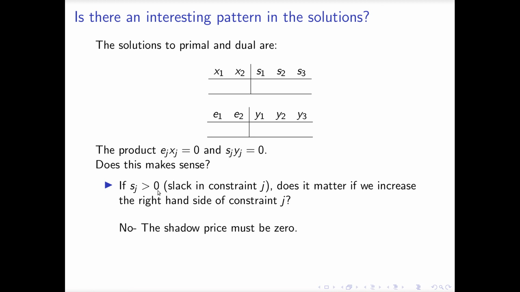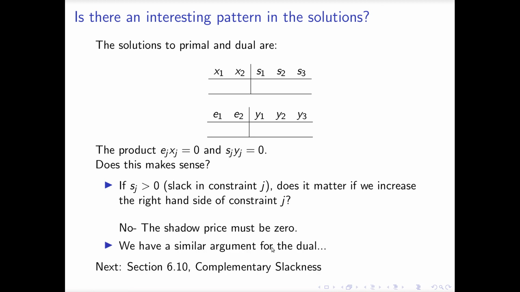No, because if the shadow price is greater than 0, what that means is that increasing the right hand side, increasing the amount of stuff that you have for constraint j, is actually making a change in your problem. So therefore, do you have excess already in your constraint? No, there shouldn't be any slack at all in the constraint, right? So if the shadow price is greater than 0, that means the slack must be 0. Okay, think about that.